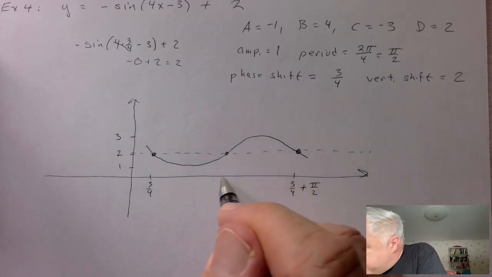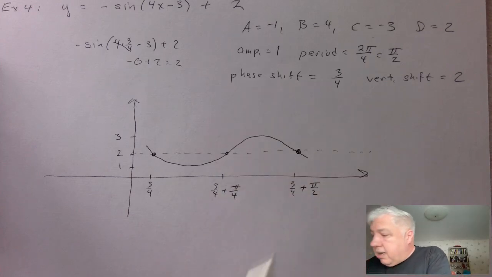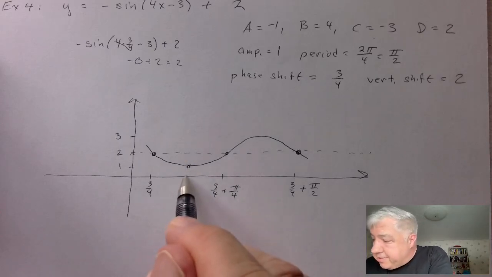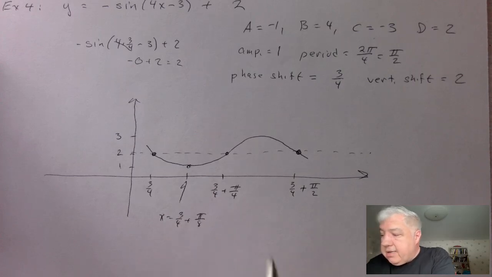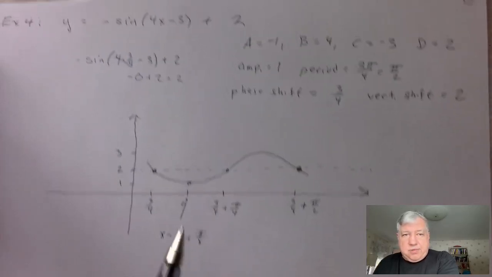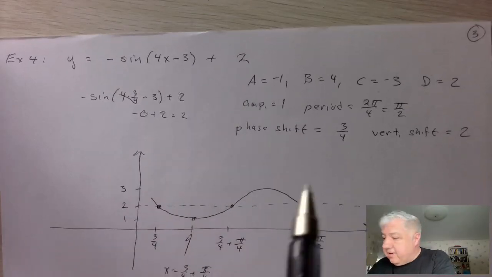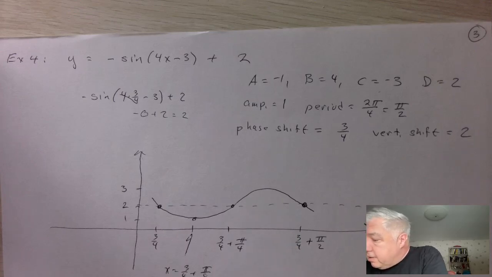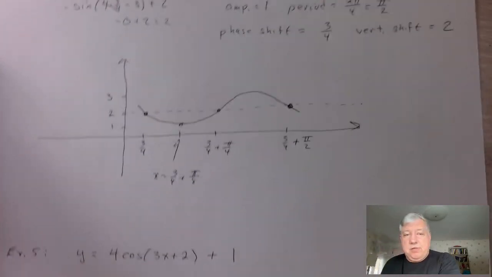And actually this is going to be 3/4 plus pi over 4. The valley right here is at x equals 3/4 plus pi over 8. If you multiply this by 4, if you take this number and plug it in here, this turns out to be the negative sine of pi over 2. And so this will be negative 1 plus 2, and that's 1. So it does work out.